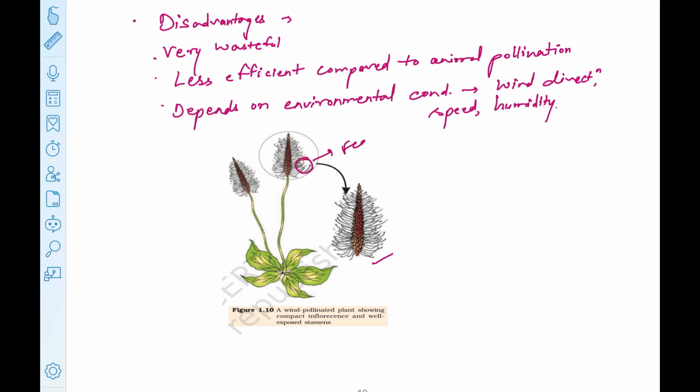And here you can see they have feathery stigma. Okay, the stigma is long, branched, and feathery. This large surface area helps in effectively trapping pollen grains floating in the air. And the flowers are not colorful or fragrant since they don't need to attract pollinators. Instead, they rely completely on wind for pollination. I hope this diagram and wind pollination is clear to you all.